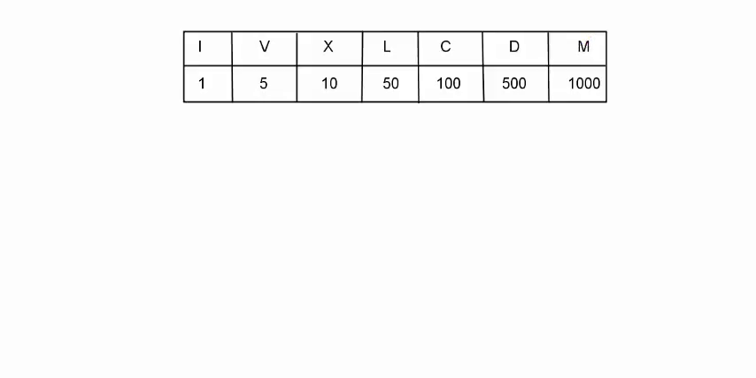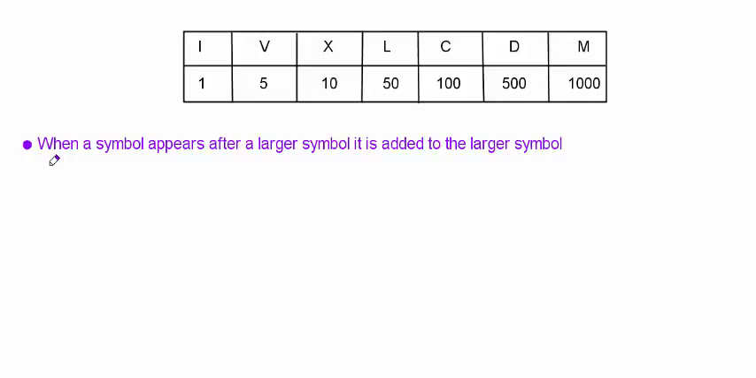The Roman numerals are most commonly found on clocks today, and there are a few rules you need to follow in order to write down a given number in the Roman system. When a symbol appears after a larger symbol, it is added to the larger symbol. So when you have V and then I, V is for 5 and I is for 1, so this symbol I appears after a larger symbol, you add them, so this is equivalent to the number 5 plus 1. They are added, so this is 6.